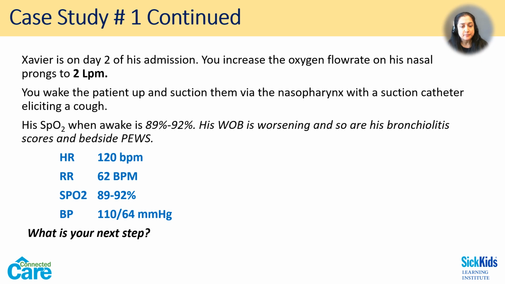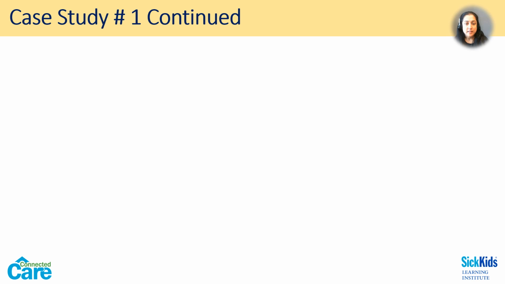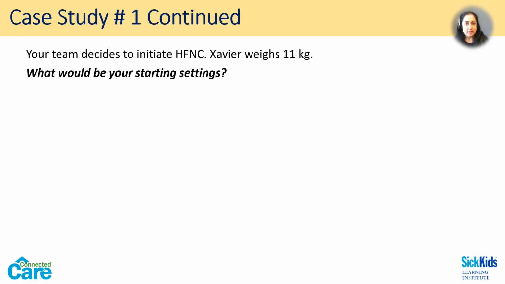So for those of you who thought high flow, this would be a good next step. This will allow you to provide an accurate FiO2 and you titrate his oxygen levels up to what he needs. You also want to notify the IPP team of his increasing oxygen requirements. So your team decides to initiate high-flow nasal cannula. Xavier weighs 11 kilograms. So what would be your starting settings?